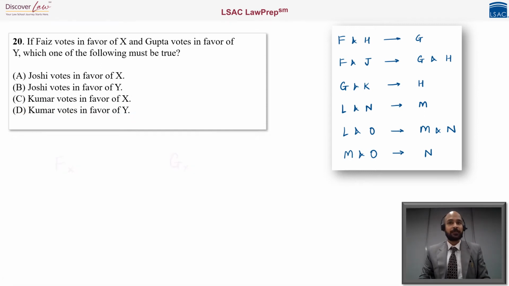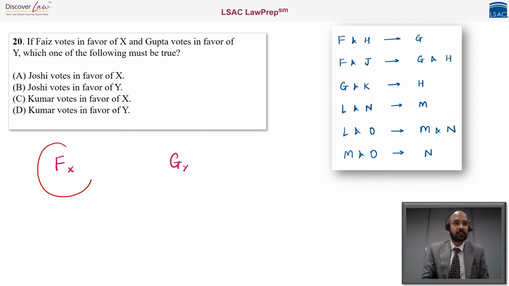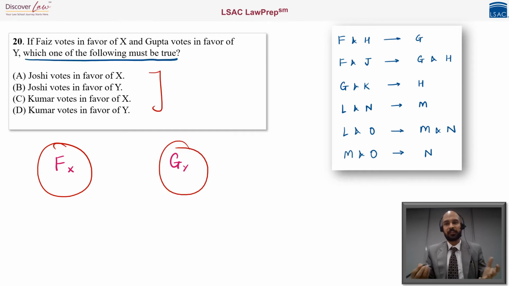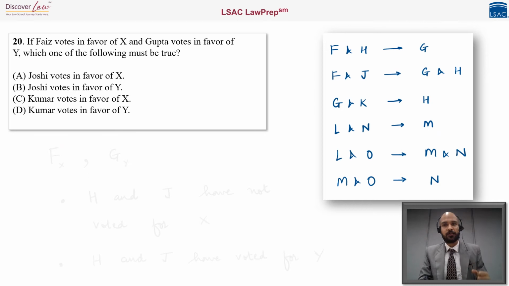Alright, question number 20. Try it yourself and then we'll go for it together. The question simply asks you, if F votes for X and G votes for Y, then which one of these must be true? Let us solve this together.